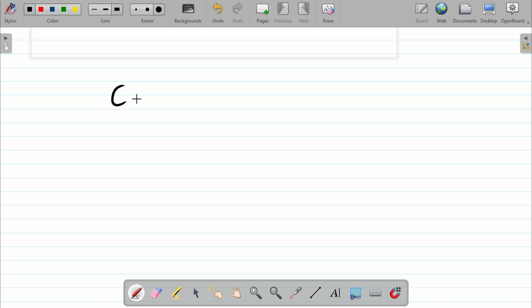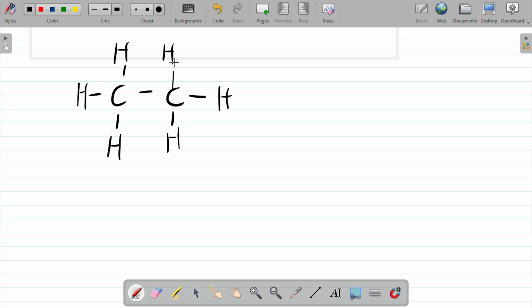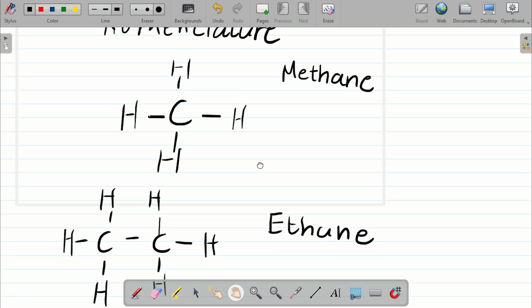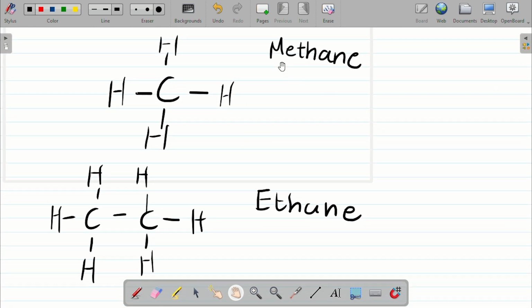If there were 2 carbon atoms, it's another hydrocarbon, it's an alkane, so they're only single bonds, no double bonds. This is called ethane. You'll see the difference between these two in terms of the name is the prefix, meth and eth.